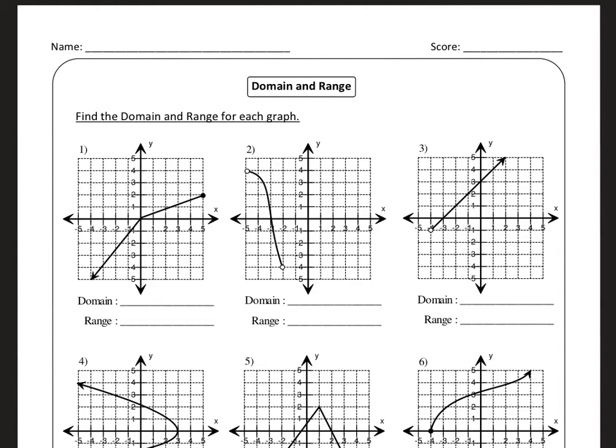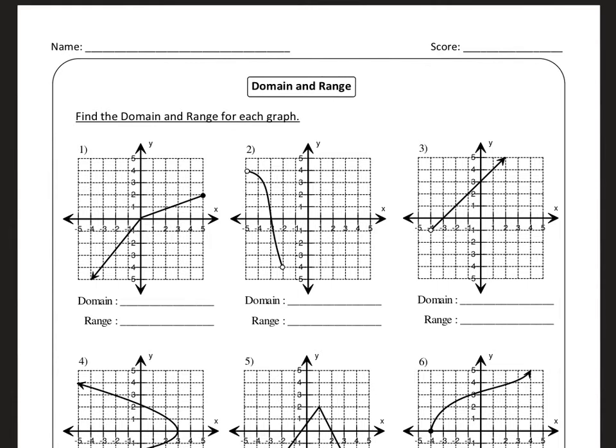So this video is for week 2, lesson 6, which is finding domain and range from a graph. I'm not necessarily going to do all of these problems, and I'm probably not going to do them in order either. But let's talk about domain.